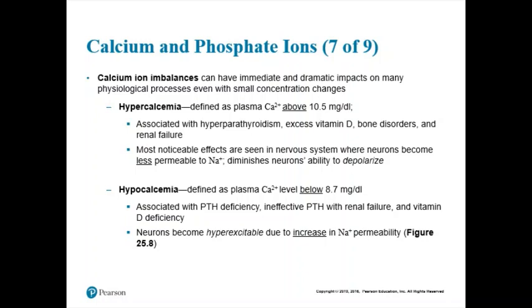For example, if you have too much calcium, hyperkalemia, remember your neurons are going to become less permeable to sodium. And when that happens, sodium is not really going to cross the membrane. And when that happens, you're not going to be able to depolarize. So when you have too much calcium, when you have hyperkalemia, you might see some nervous system disruptions because you're not going to be depolarizing and making action potentials.